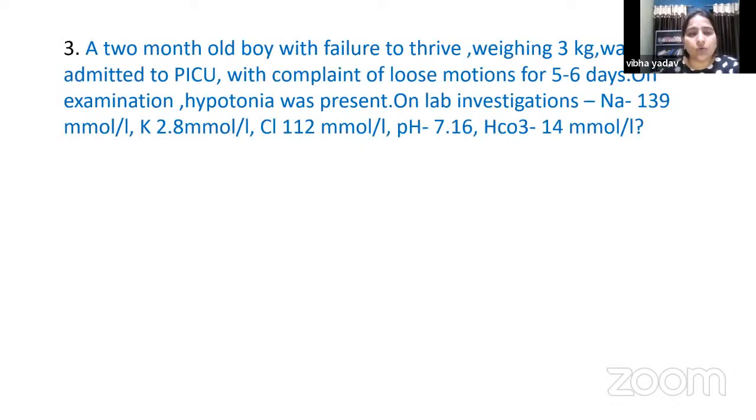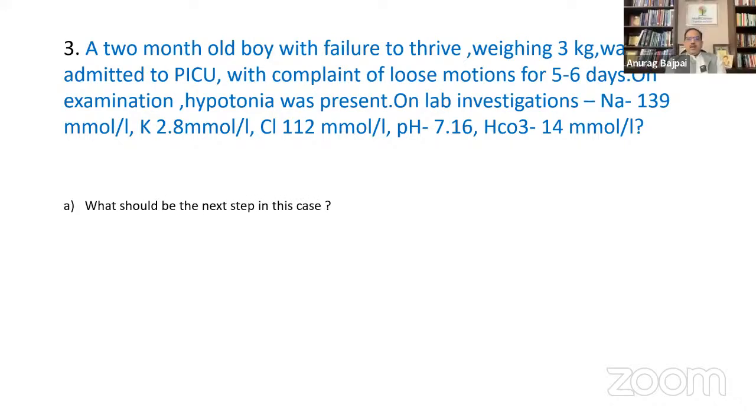A 2-month-old boy with failure to thrive, weighing 3 kg, was admitted to PICU with complaints of loose motions for 5 to 6 days, and he has hypotonia on examination. His sodium was 139 and potassium was 2.8. Chloride was 112, pH 7.16, and bicarbonate was 14. So the question is, what should be the next step in this case?